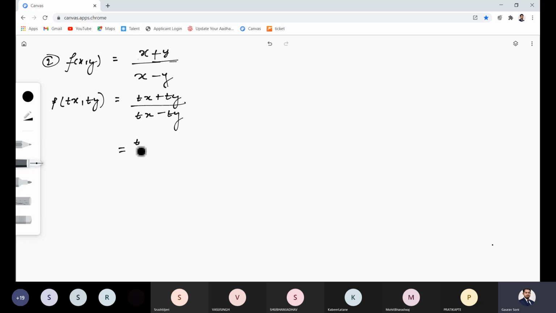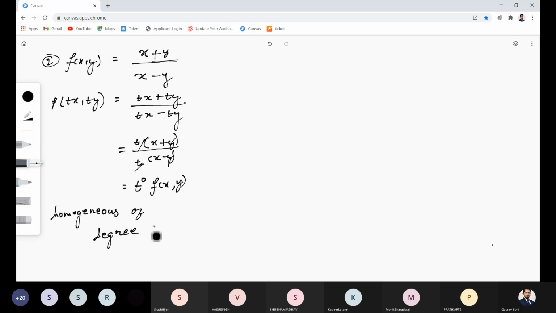Take T common from numerator as well as denominator. So what we have? T into x plus y upon T into x minus y. So T will get cancelled out. So I can write this as T raised to 0 f of x comma y. So yes, this function is homogeneous and it is of degree 0.